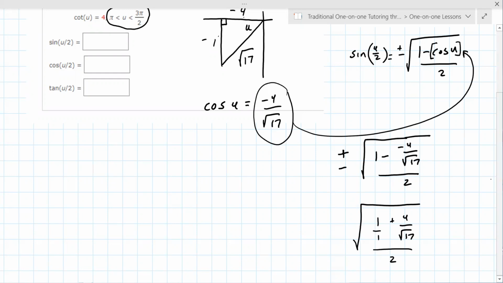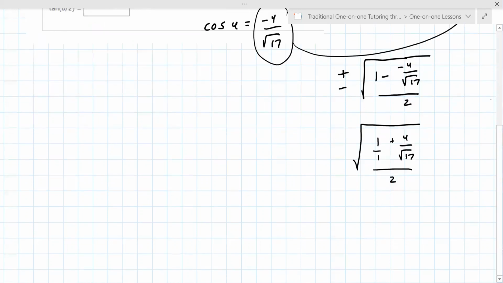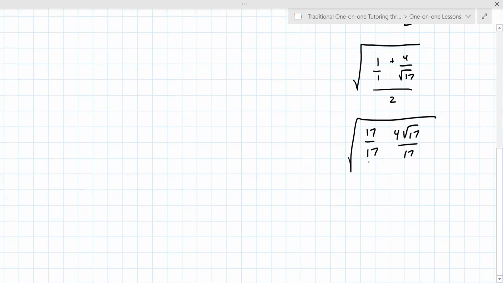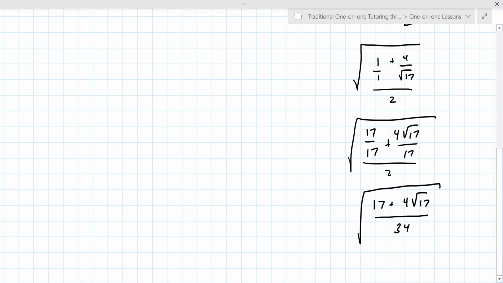Let's carry that through just a little bit here. If you rationalize this one on the right here, it's 4 square root 17 over 17. 1/1 becomes 17 over 17. And you're still taking the square root of that, all over 2. So it becomes 17 plus 4 square root 17 over 34, like that. I would consider that fully simplified.